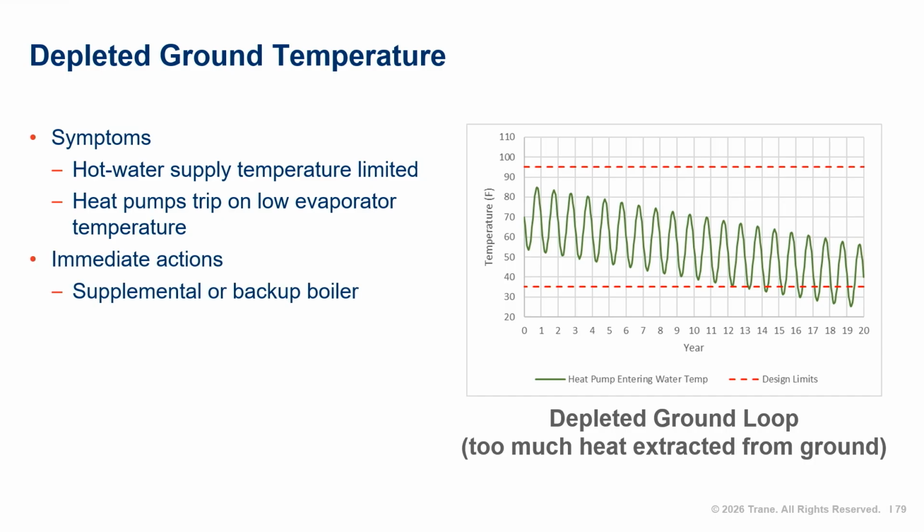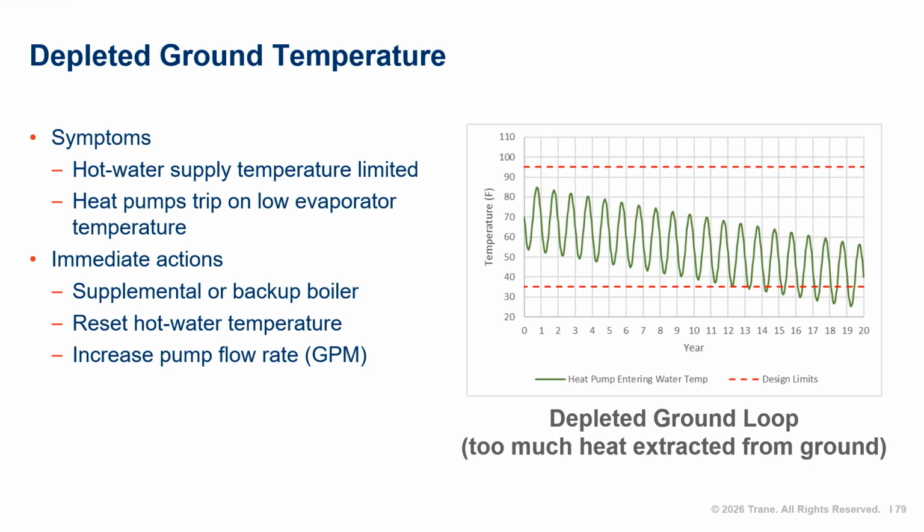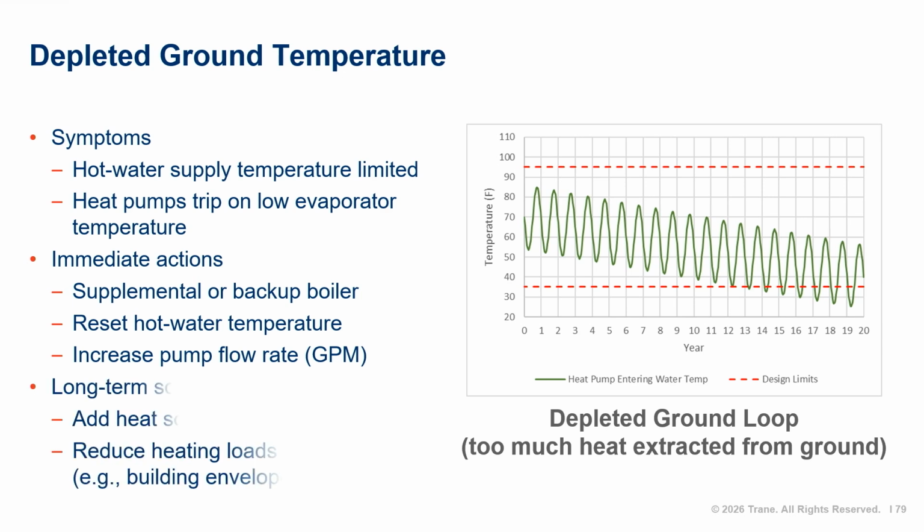If a supplemental boiler is installed, that can make up for the limited heat pump capacity. Hot water reset can keep heat pumps online by reducing the compressor lift. Increased ground loop flow rates can help the heat pumps by reducing the evaporator delta T, and that added pump energy acts as a source of heat for the depleted ground loop. Long term, we need to find ways to add additional sources of heat to the building or reduce the heating loads.